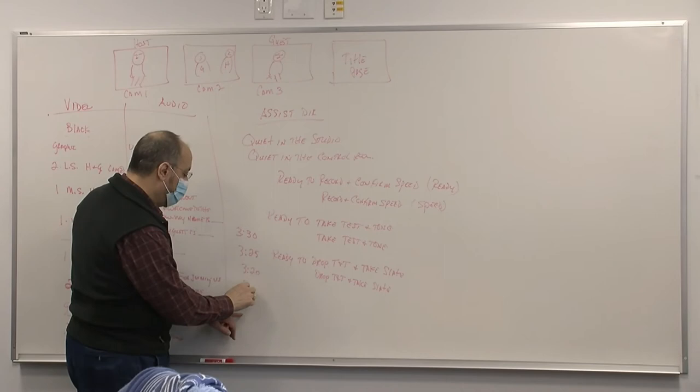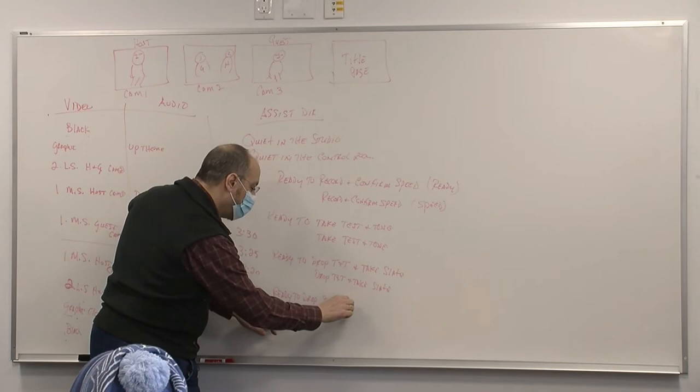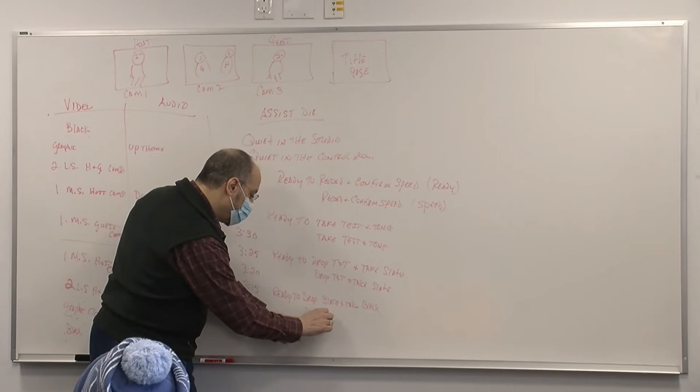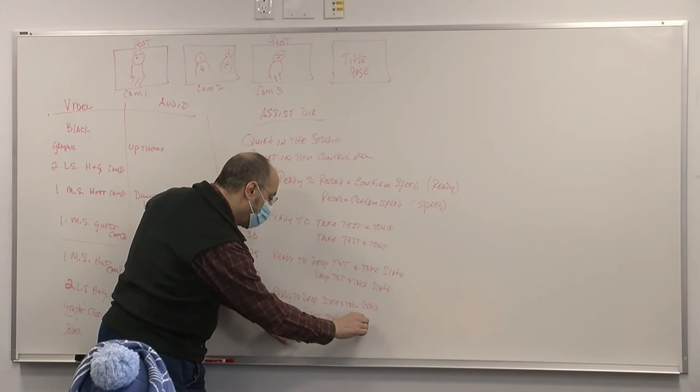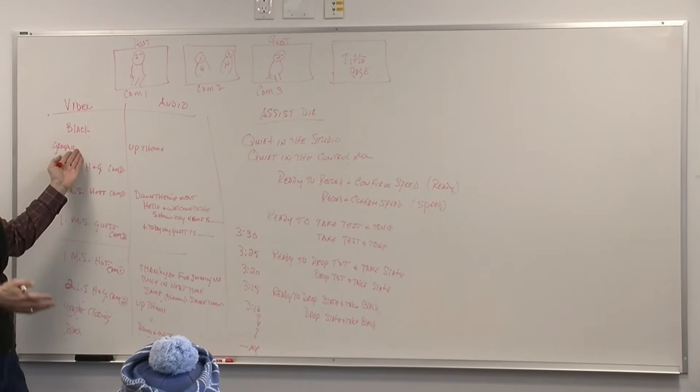Then at 3:15, I'll say ready to drop slate and take black. And at 3:10, I'll say drop slate and take black. And then I'll be counting down: 9, 8, 7, 6, 5, 4, 3, 2, 1, air. And when I say air, the program's supposed to start, the graphics and the music. Da, da, da.